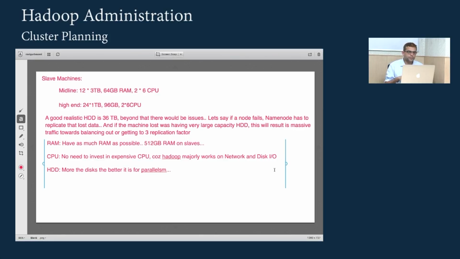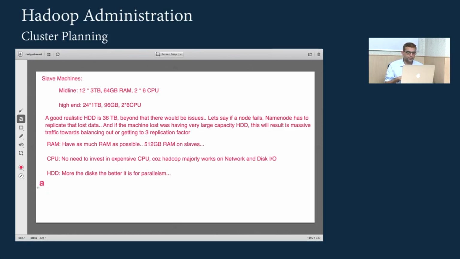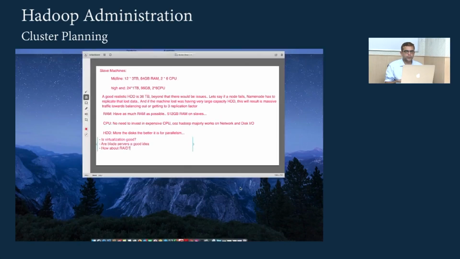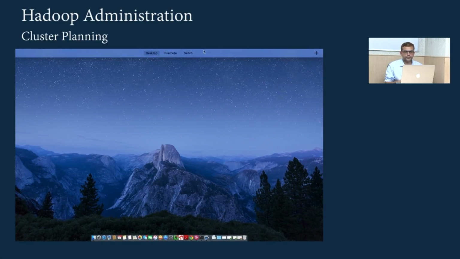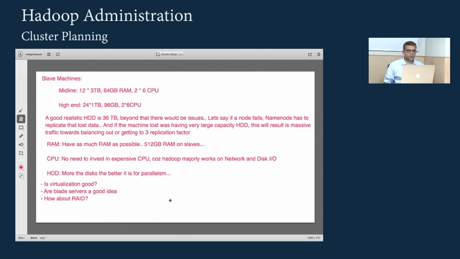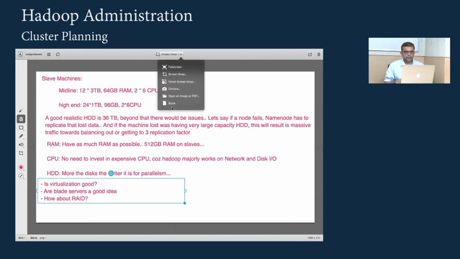Let's quickly talk about a few things from the cluster perspective. The 3 topics that we are going to talk about are: is virtualization good? Are blade servers a good idea? And how about RAID? So let's look into those aspects right now. The first question that arises in our mind is, is virtualization a good idea? Let's answer that here.